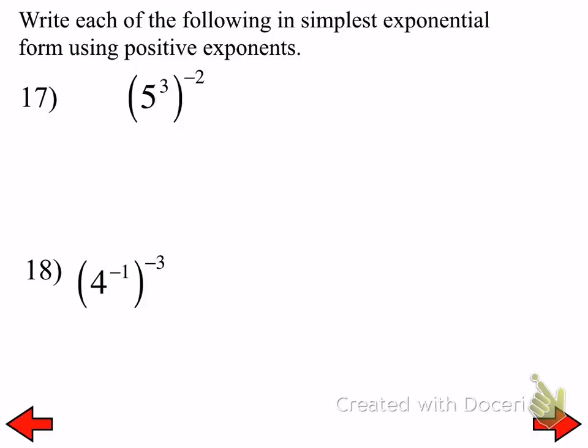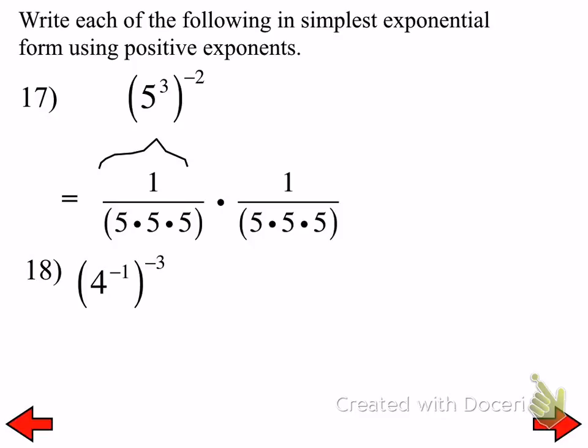So 17, we have 1 over 5 to the third 2 times. We have 2 of those. The reason I'm finding the reciprocal is because I have that negative 2 on the outside of the parentheses. So this will give me 1 over 5 to the 6th. Put your thumb up if you got that right. Fabulous. Good job.